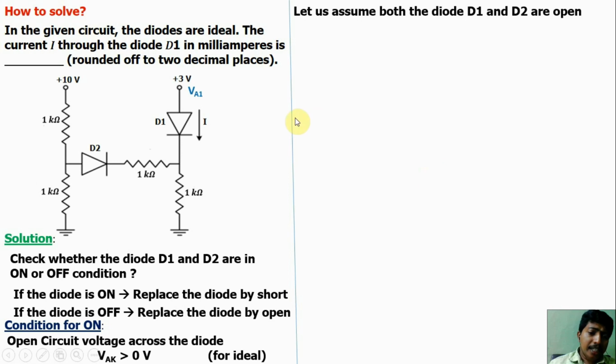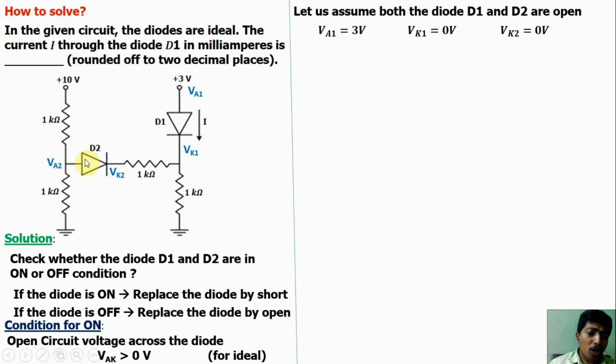Let's take the anode voltage of diode D1 as VA1 and the cathode voltage of diode D1 as VK1. Similarly, for diode D2, the anode voltage is VA2 and the cathode voltage is VK2. Here diodes D1 and D2 are assumed to be open. So what is the value of VA1? VA1 is 3 volt. VK1 is equal to 0 because it is connected to ground. VK2 is also 0 volt.